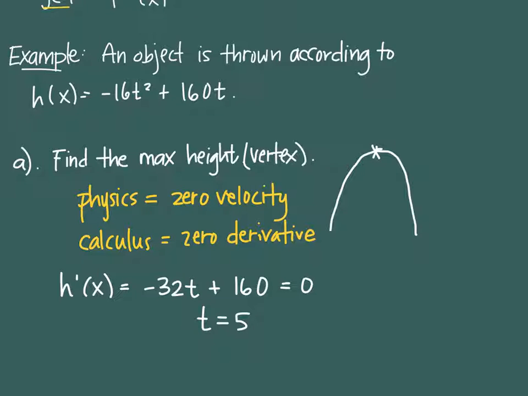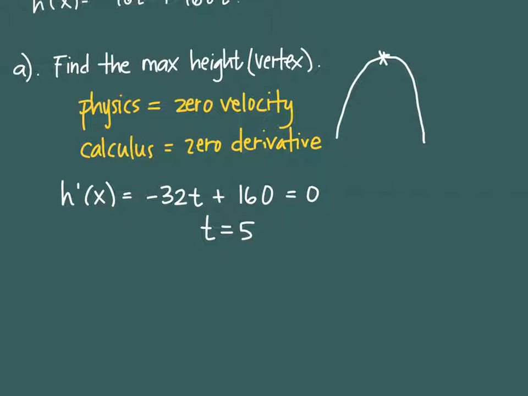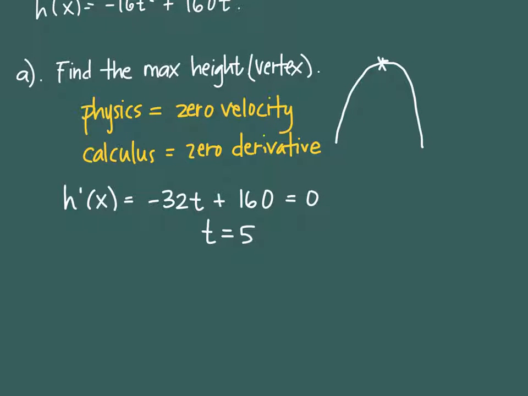Now this is not the maximum height. This is the time at which the maximum height is occurring. So how do you figure out the maximum height? Okay, you go back and we're going to find h of 5 itself. So negative 16 times 5 squared plus 160 times 5. And you'll actually figure out that that is 400.